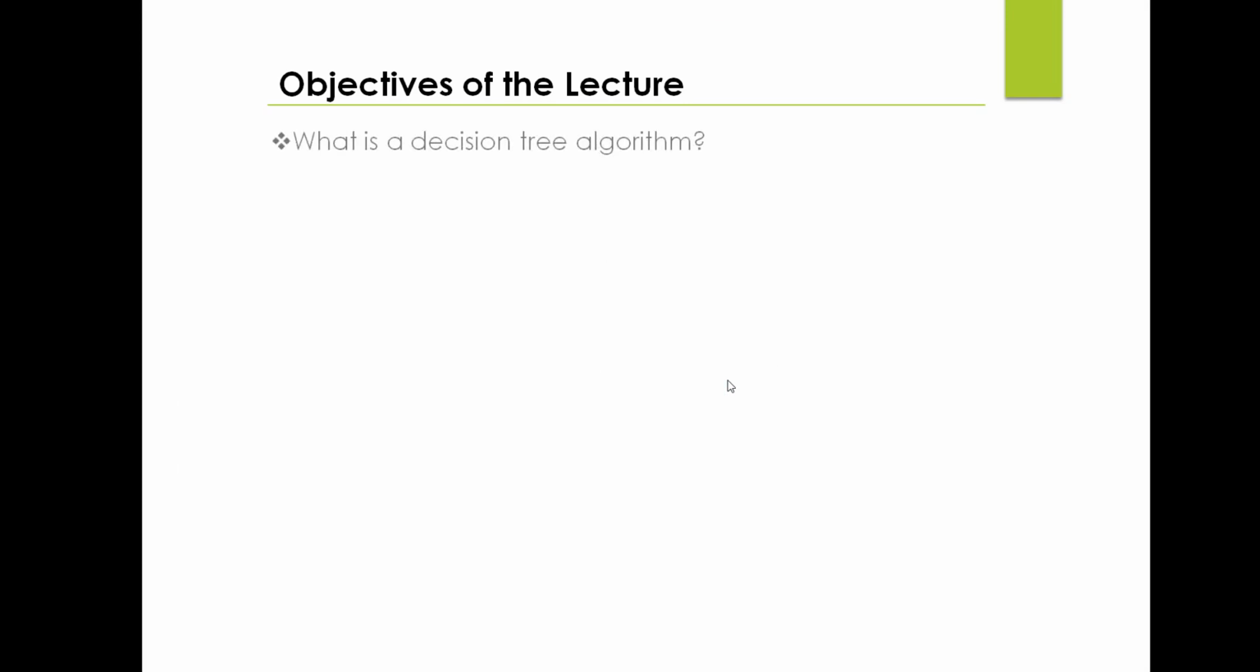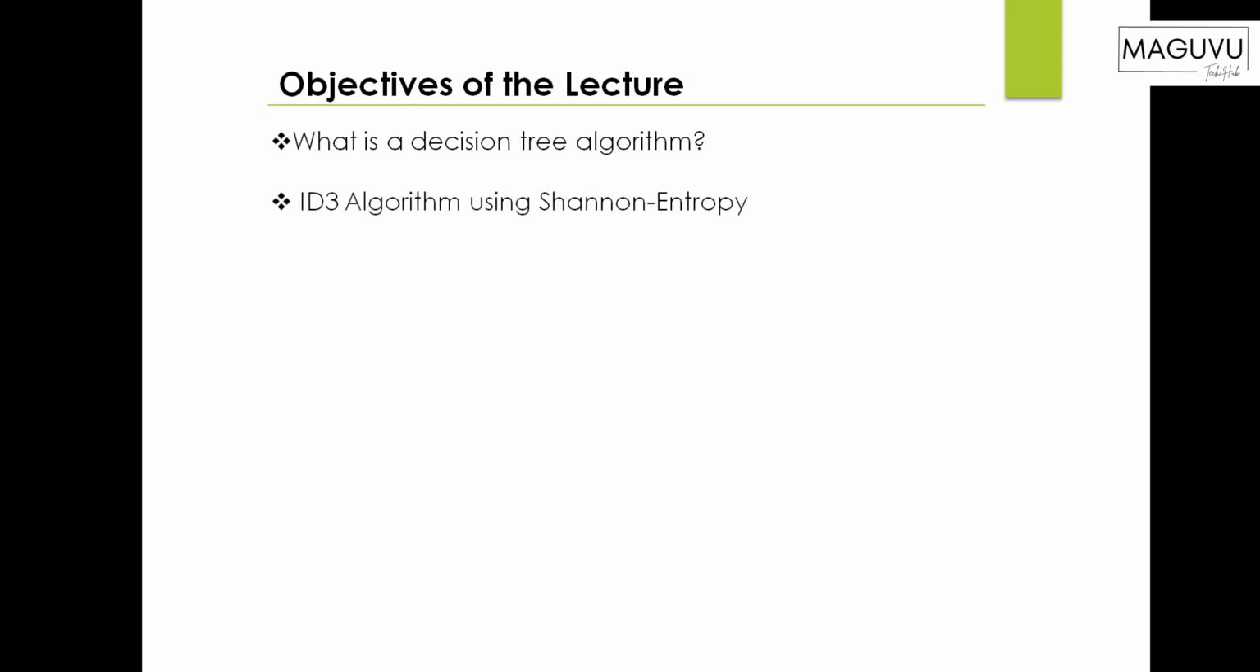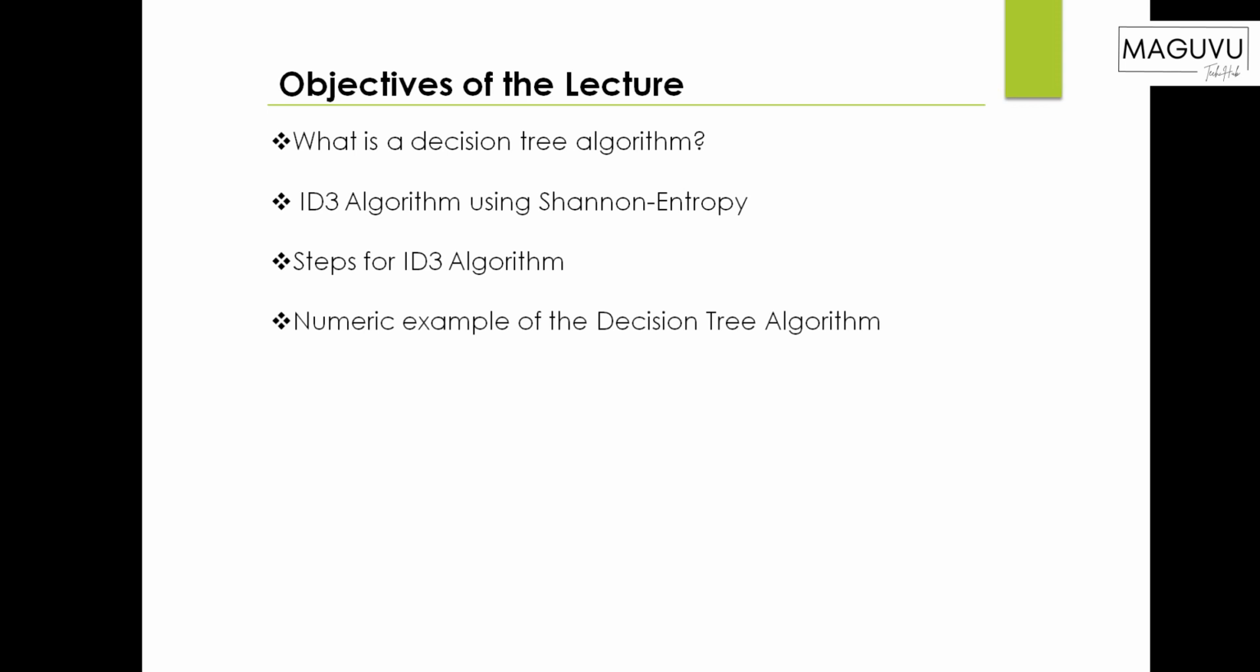These are the issues that we are going to look at. We are going to talk about the decision tree algorithm, the ID3 algorithm. We are also going to look into the steps that one would take if you are going to use the ID3 algorithm. Then we are going to look at a numerical example of how to draw a decision tree. And then lastly, we are going to look at decision tree rules.